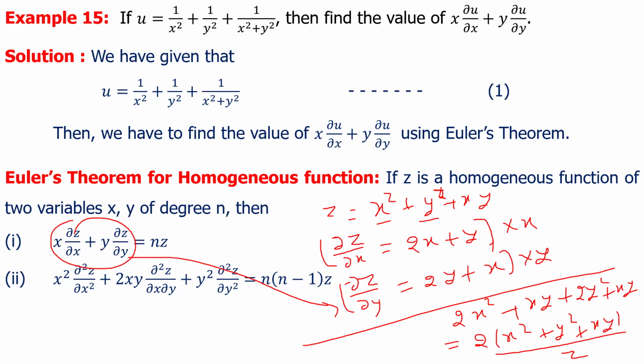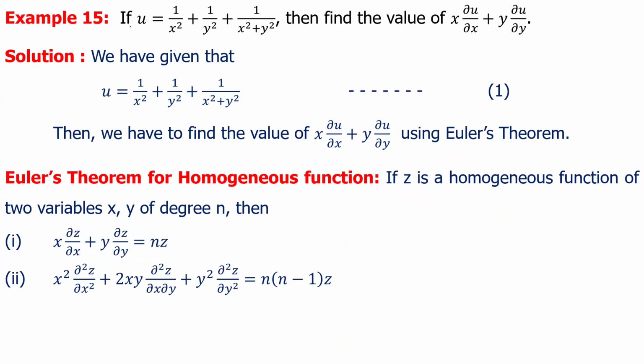So this expression, Euler's theorem, is true for all homogeneous functions. So now, if we are given such a function which is homogeneous, then instead of finding the partial derivatives of z with respect to x and y, and it may be extended to 3 variables, 4 variables, n variables, we just have to write down its value as nz. n is the degree and z is the given function.